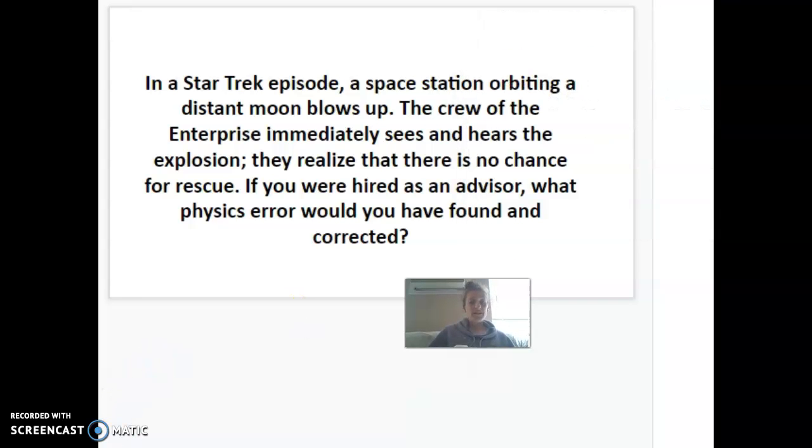The other issue here is that sound would not be able to travel through the vacuum of space. There is no medium for sound to travel through. Remember the catch line from the movie Alien, in space, no one can hear you scream? That's true because sound needs something to travel through.